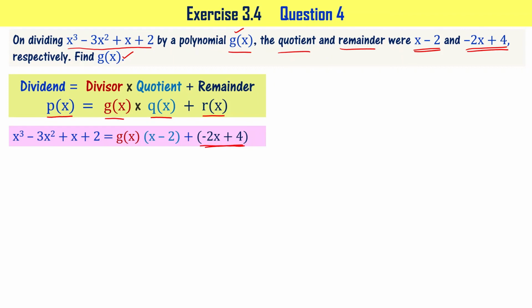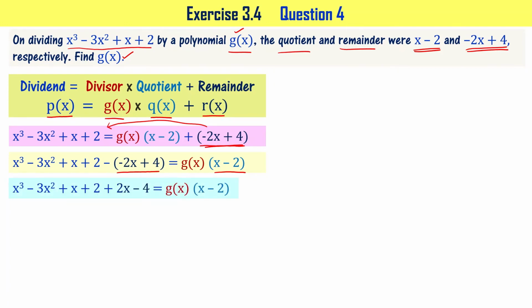We can rearrange this equation by moving the remainder onto the other side. When you take it onto the other side, the sign will change so that it can be written as x cube minus 3x square plus x plus 2 minus of minus 2x plus 4, that is equal to g of x times x minus 2, right? Now let's further simplify the terms on the left hand side so that it can be written as x cube minus 3x square plus 3x minus 2. That is equal to g of x times x minus 2, right?